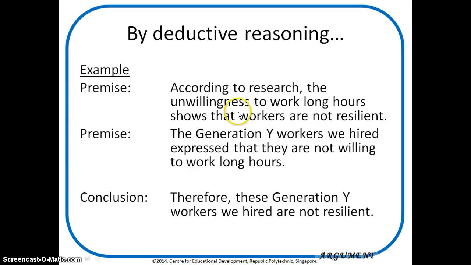Now, this on the other hand is a deductive reasoning. Now, suppose this is the premise we have. According to research, the unwillingness to work long hours shows that the workers are not resilient. And then that's the second premise. Generation Y workers we hire express that they are not willing to work long hours. Then the conclusion must be that therefore these Generation Y workers we hire are not resilient. Now, if this premise is true and the second premise is also true, then this conclusion must be true. That's the deductive reasoning.